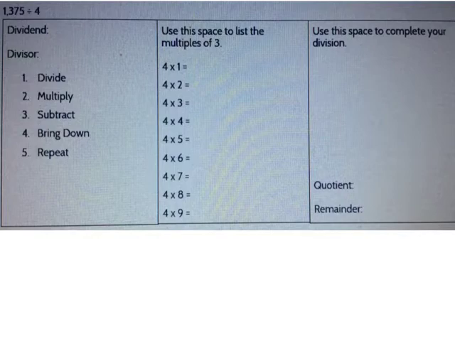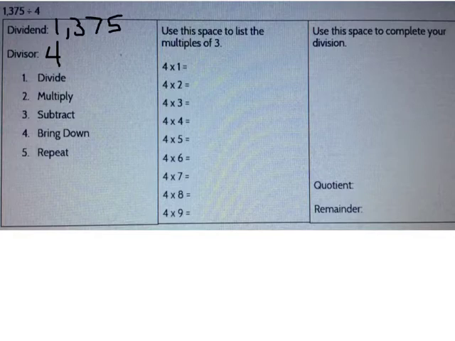Let's do one more together. 1,375 divided by 4. What's my dividend? It's 1,375. That's the number I'm splitting up. What's the divisor? The divisor is 4.